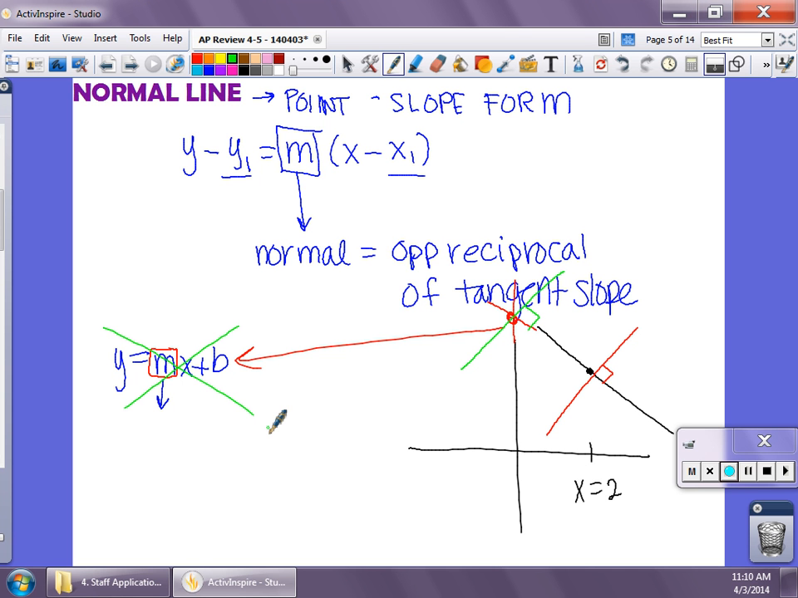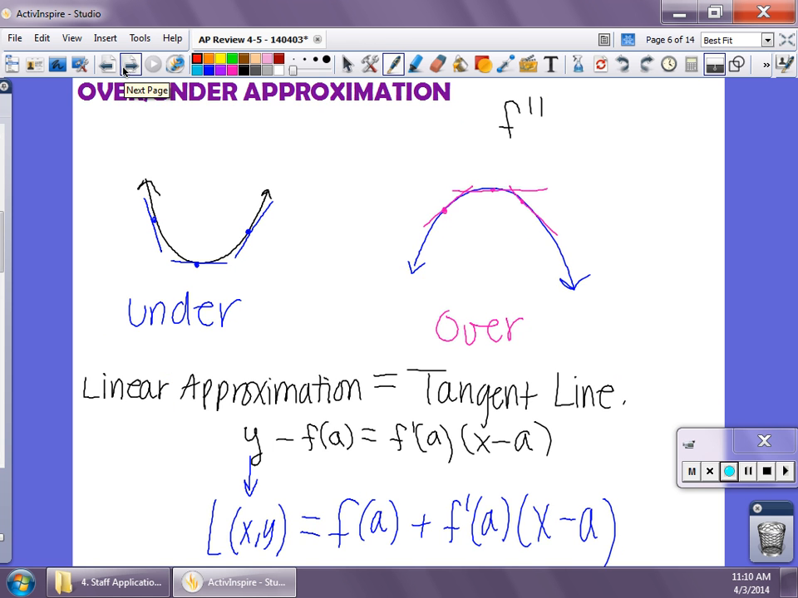Okay? Opposite reciprocal. If my slope is -5, then my perpendicular slope is positive 1/5. That's why I call it an opposite reciprocal, not a negative reciprocal, because I don't want you to think it has to be negative. Opposite sign, flip your fraction. All right, over, under.